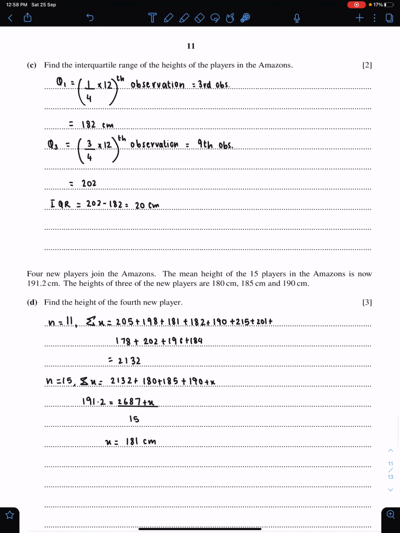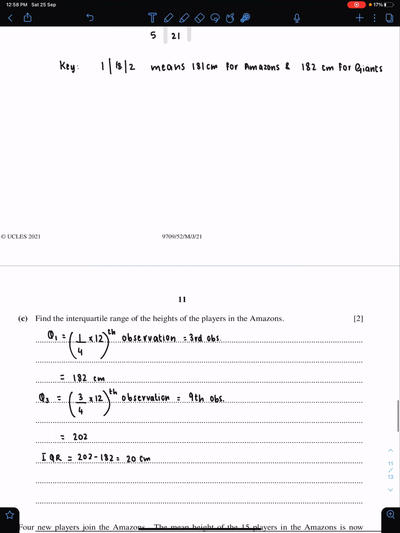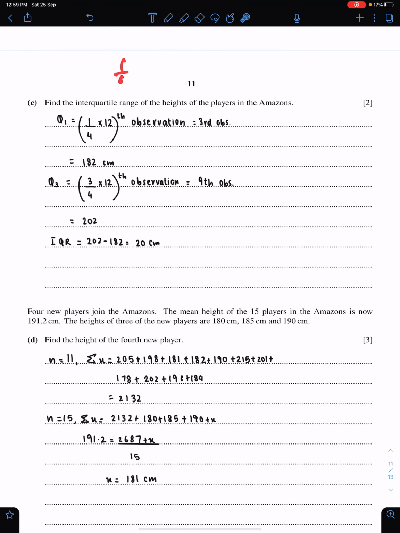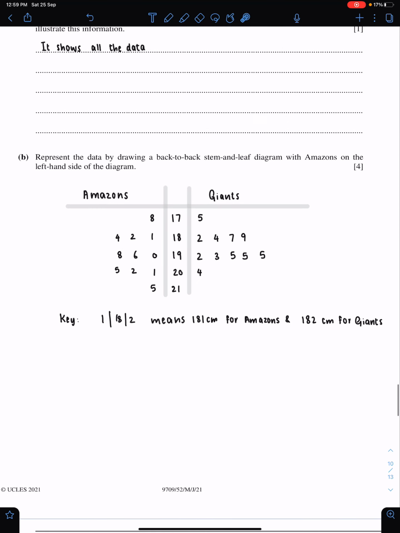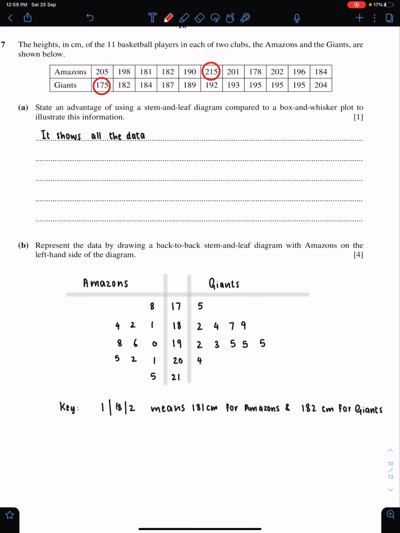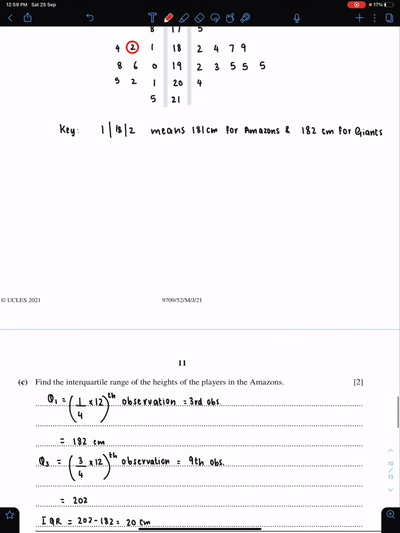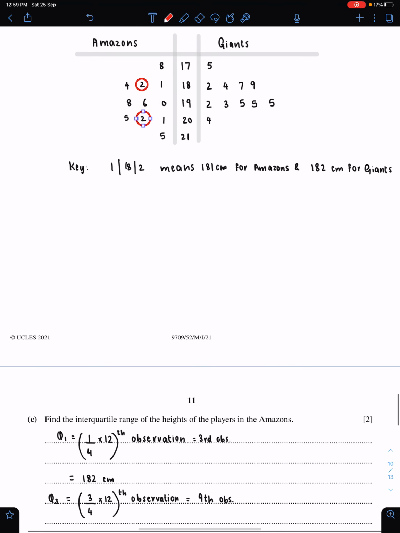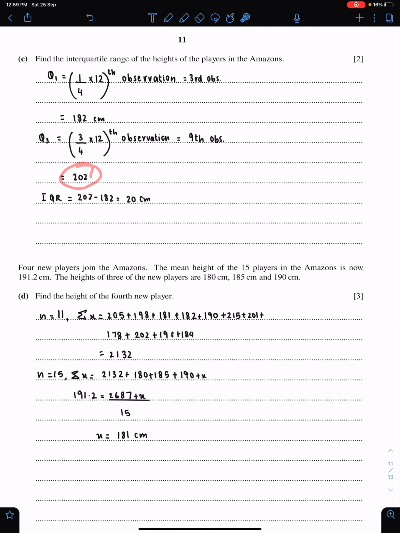Next part. Find the interquartile range of the heights of the players in the Amazons. This is so simple. Since the data is odd in number, 11, we need to use this formula of Q1, which is the (n+1)/4th observation. So n+1 is 12 and divided by 4 is the 3rd observation. So 1st, 2nd, 3rd, this is Q1, 182. And Q3 is the ninth observation, so 1, 2, 3, 4, 5, 6, 7, 8, 9. This is Q3, 202. So IQR will be the difference of these two, which is 20.